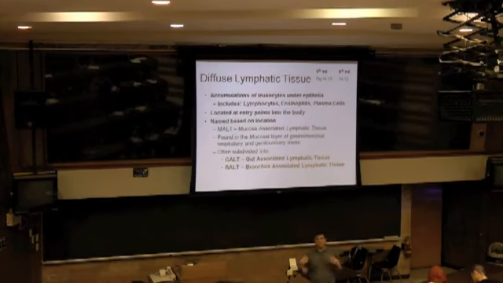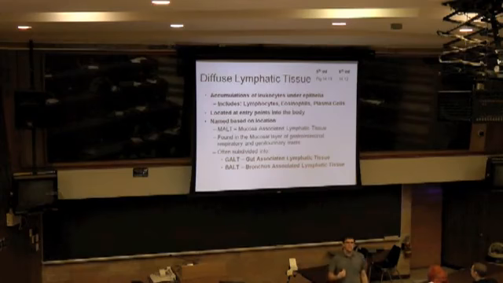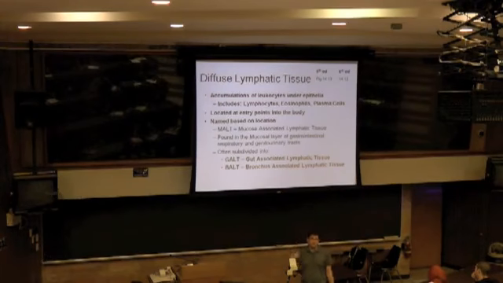And again, these are parts of your body that tend to have an epithelium that is not stratified squamous in many cases. So if that epithelium becomes thinner, it's easier for pathogens to cross it. Which means that what you want to have underneath that epithelium is a fairly good defensive system. And that's what that diffuse lymphatic system is there for.